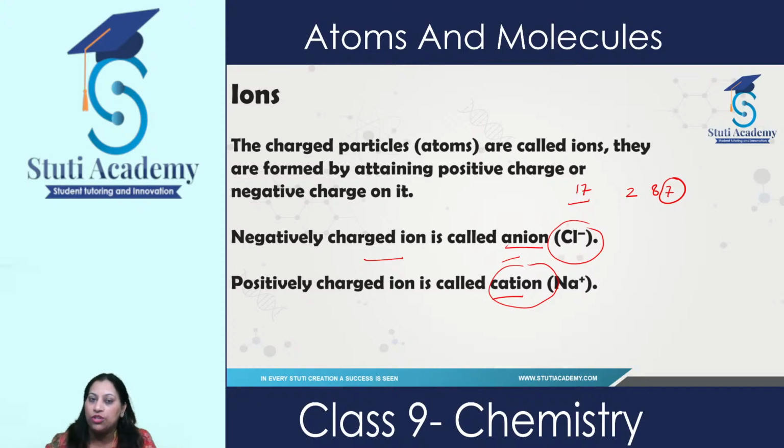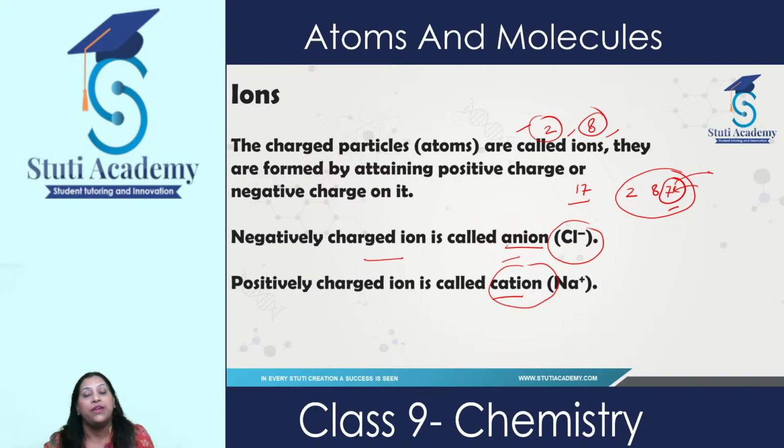Either they have 2 electrons in their outermost shell or 8 electrons in their outermost shell. So there are two conditions. But if we look at the electronic configuration of chlorine, it has 7. So it means it is not stable in nature. So it will either take 1 electron or lose 7 electrons.